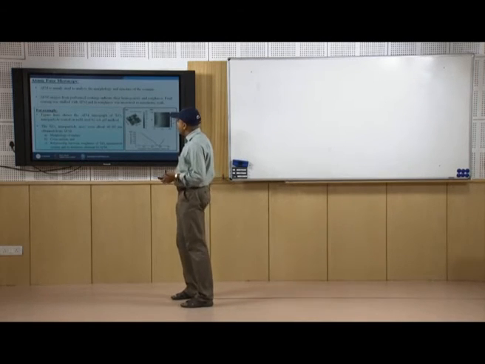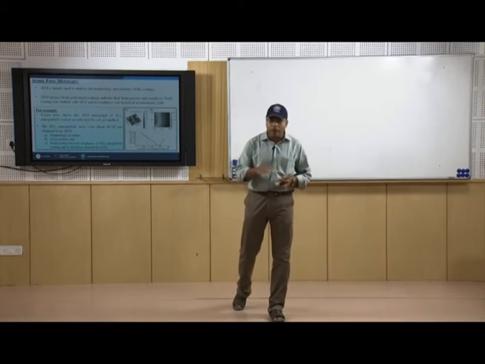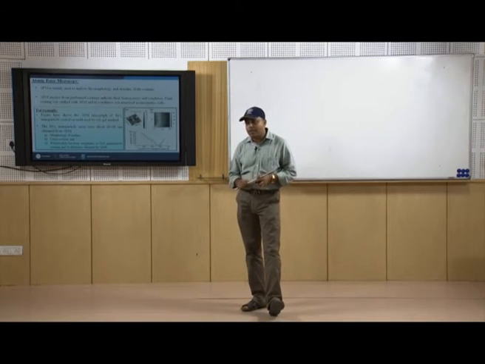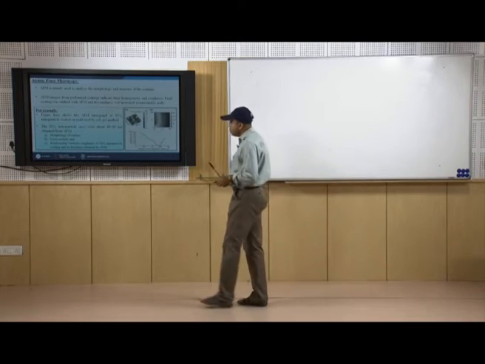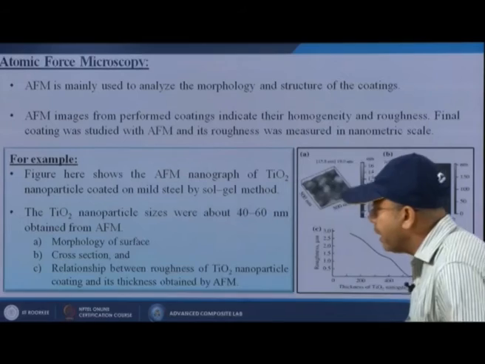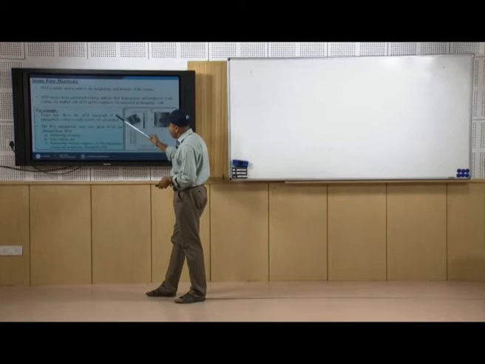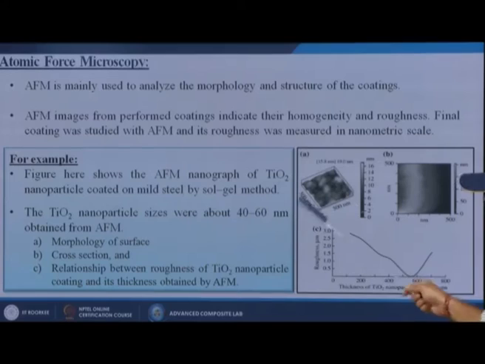Not only that, sometimes it can give you the homogeneity, that is, whether your nanoparticles are well dispersed onto your substrate or the base. That information can also be observed by this AFM study. Here we have given one example: the figure shows the AFM nanograph of titanium dioxide nanoparticles coated on mild steel by the sol gel method. So this one is the preparation technique. The TiO2 nanoparticle sizes were about 40 to 60 nanometers, obtained from the AFM.